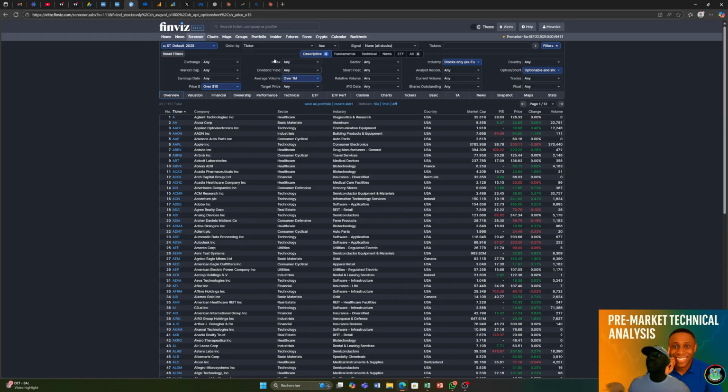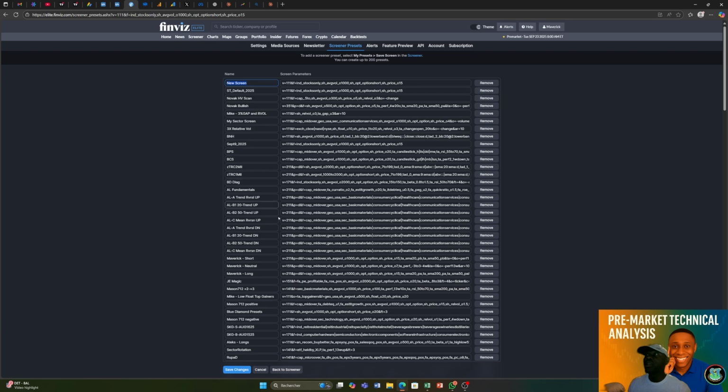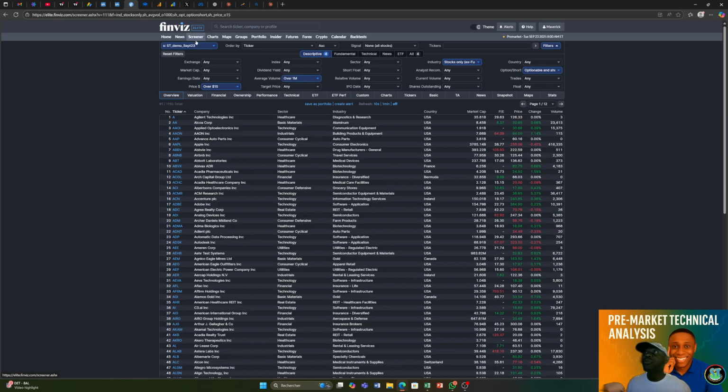Here you can see that I've saved this as successful trading default 2025. If this is the first time that you have something like this, you can go ahead, click save my screen, and give it a name. We are going to say successful trading demo. Today is September 23rd, for instance. It's going to be the same as the other one, but that's fine. Save changes, and there it will be. So this gives you an idea. Here, for instance, we have 1,150 stocks.